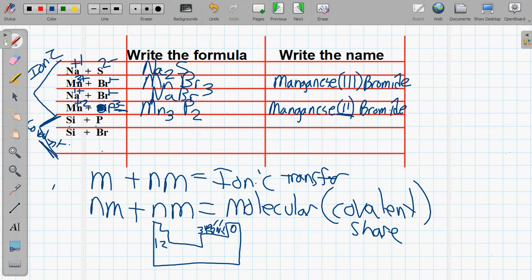All right. So let's finish off the ionic compounds here. So with ionic compounds, you just write the metal first. Sodium, okay? And then you change the end of the nonmetal to -ide. So it'd be sodium sulfide.